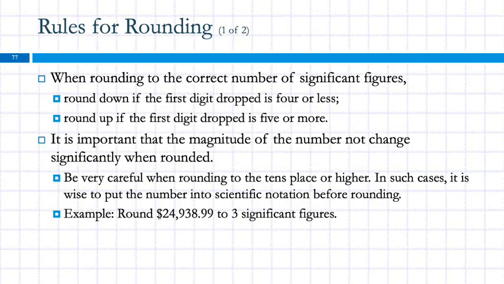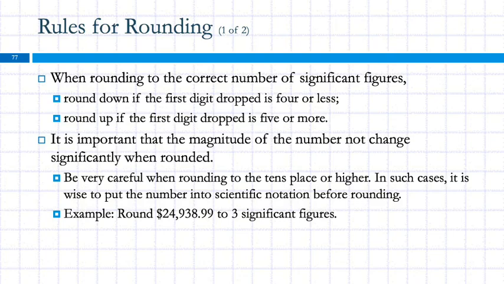Rules for rounding. You're going to look at the first digit that you're getting rid of. So you identify the last digit that you're keeping, and then you look to the next one. If it's 4 or less, 0, 1, 2, 3, 4, you round down. If it's 5, 6, 7, 8, 9, you round up. Okay? It is very important that you not change the magnitude of the number when you round it.